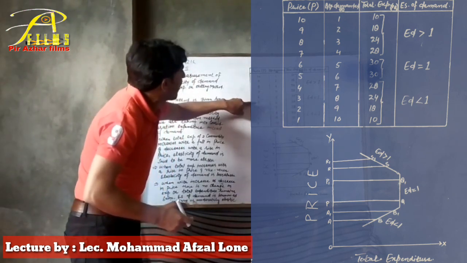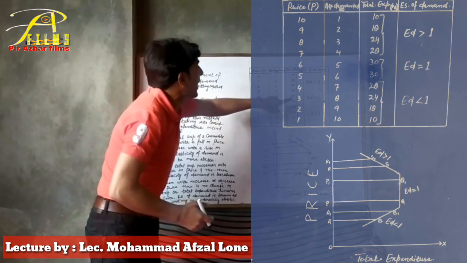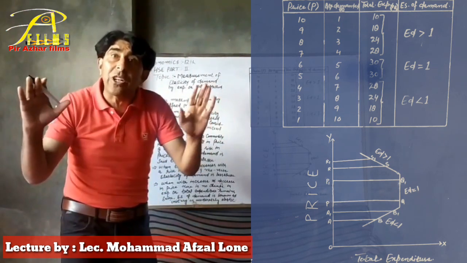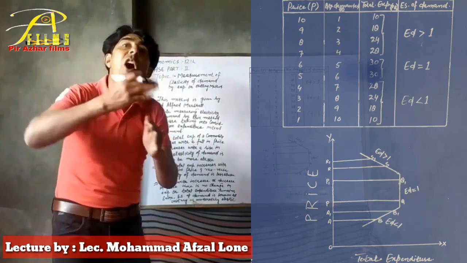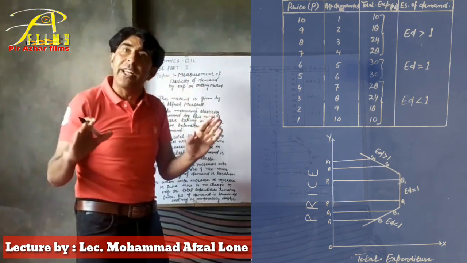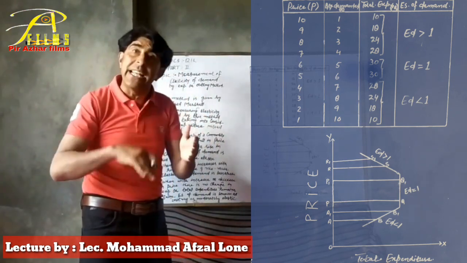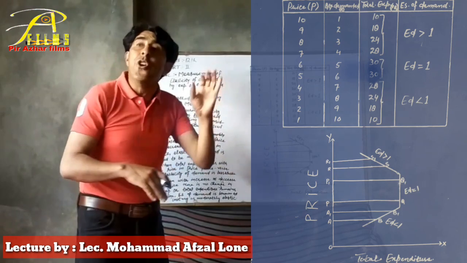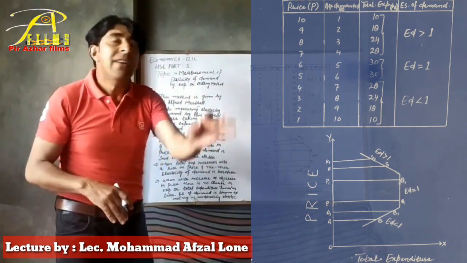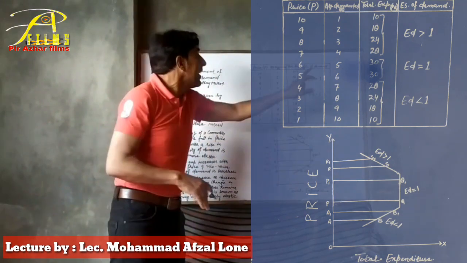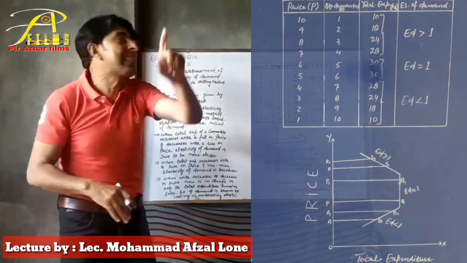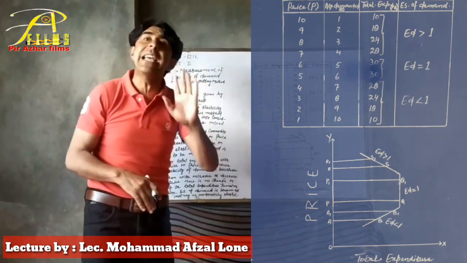When price increases from 5 to 6, total expenditure remains the same, 30, 30. It means there is no change in the total expenditure of the commodity with the fall and the rise in price. When there is no change in the total expenditure of a commodity, whether the price increases or decreases, it is known as unitary elastic, or you can say moderately elastic. Symbolically we denote it: ED is equal to 1, or equal to unity, means elasticity of demand is unitary elastic.